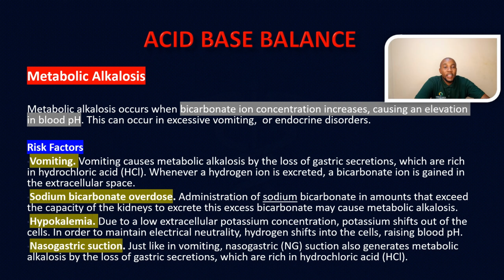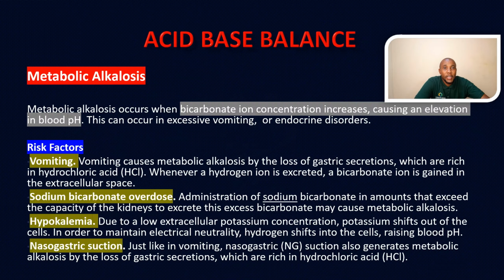What are some of the risk factors which can contribute to metabolic alkalosis? One of them is vomiting. Vomiting causes metabolic alkalosis by the loss of gastric secretions such as hydrochloric acid. A lot of gastric secretions are rich in hydrochloric acid, which is an acid produced in the stomach to aid in the digestion of food. Whenever a hydrogen ion is excreted, a bicarbonate ion is gained in the extracellular space. Just remember that.